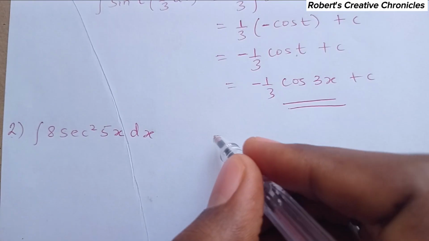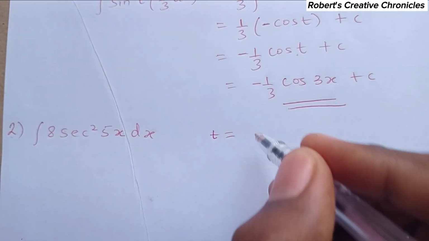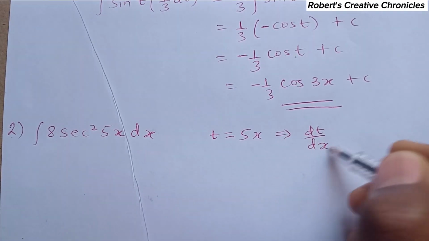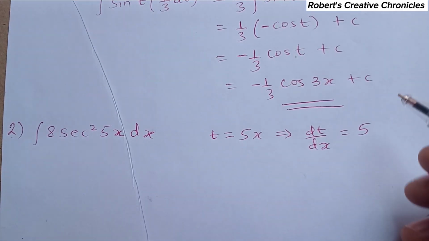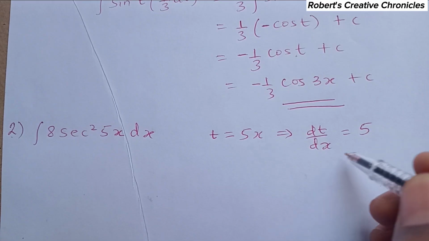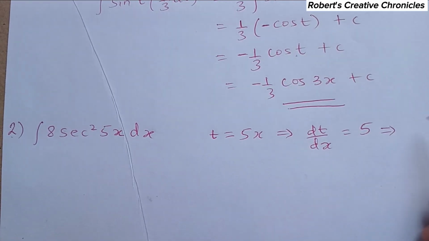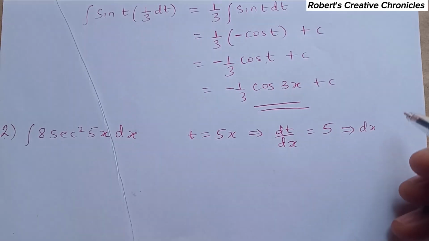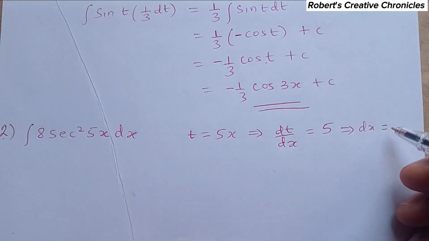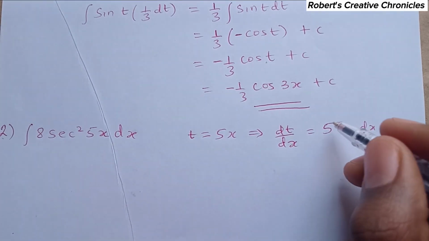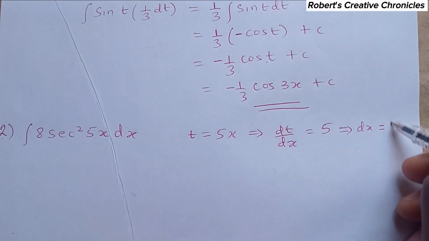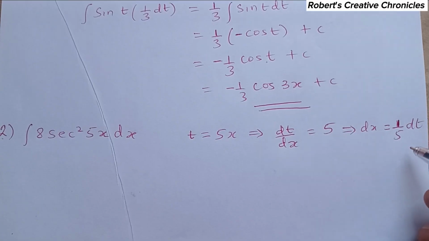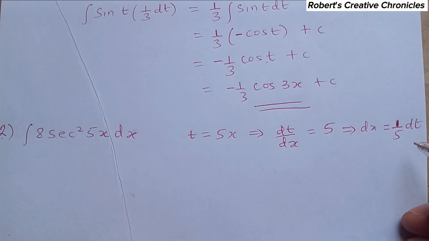In the same way, we are going to substitute it. We'll say let t equal 5x. Then dt over dx is what? It is 5. Then we'll make dx the subject of the formula. When you multiply dx by 5, you get 5 dx. So you divide both sides by 5 to become 1 over 5 dt. So dx will be equal to 1 over 5 dt.